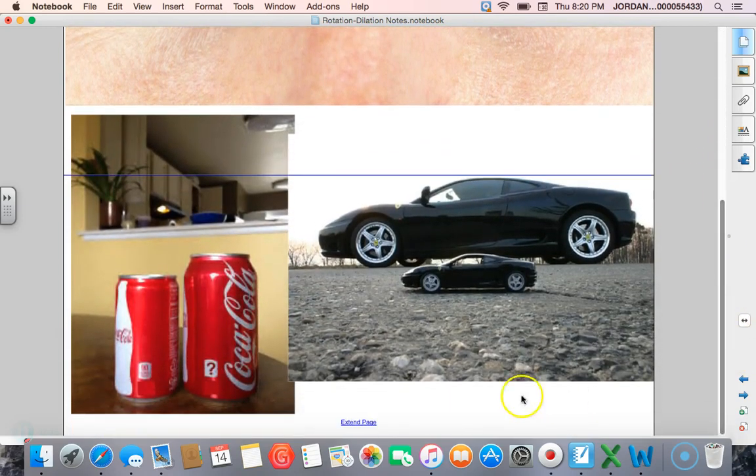Also, right here, you've got a Coke can, 12 ounce, and an 8 ounce, a little bit smaller, but it's like the same shape, just shrunk down. Same thing right here with this nice Ferrari and this model Ferrari that you got here. It's just a little toy car, but it's supposed to be a model. Same shape and everything, but just a different size than the actual size Ferrari.